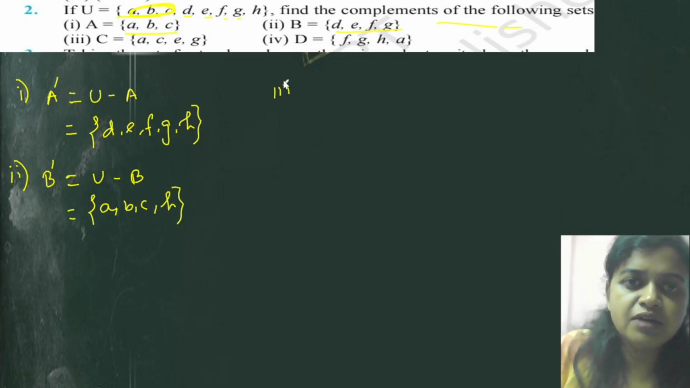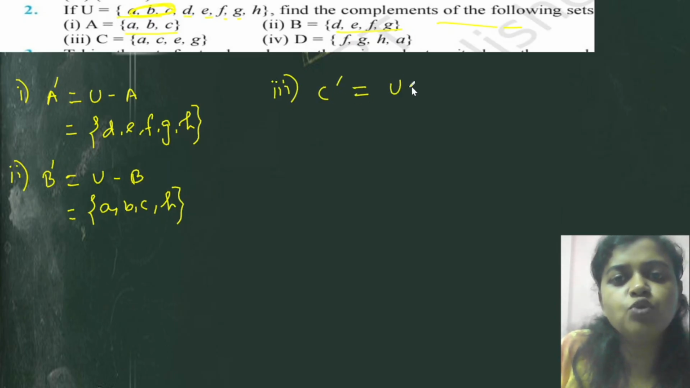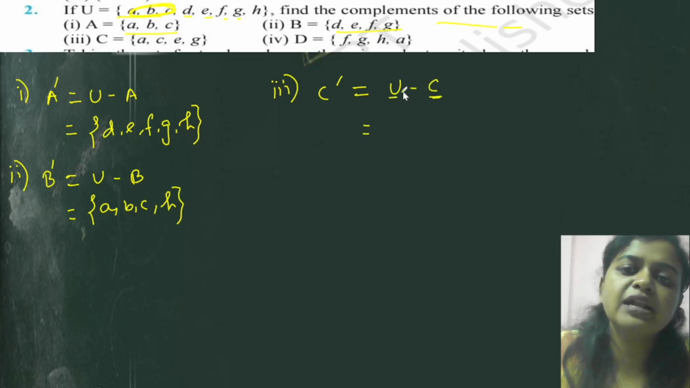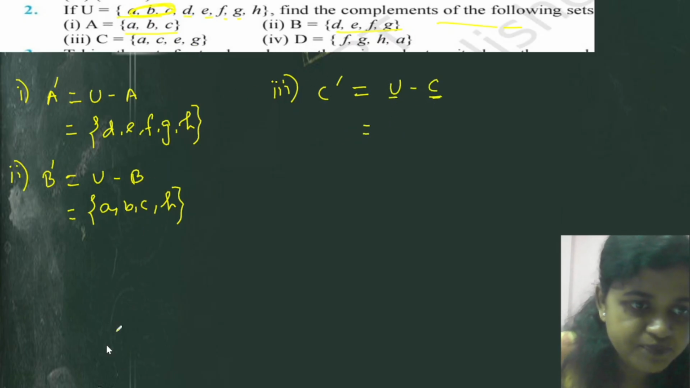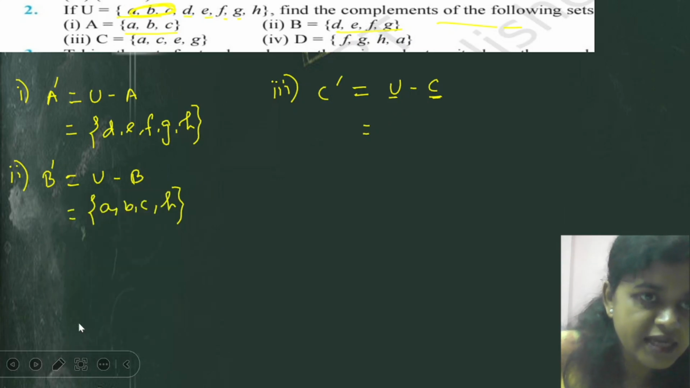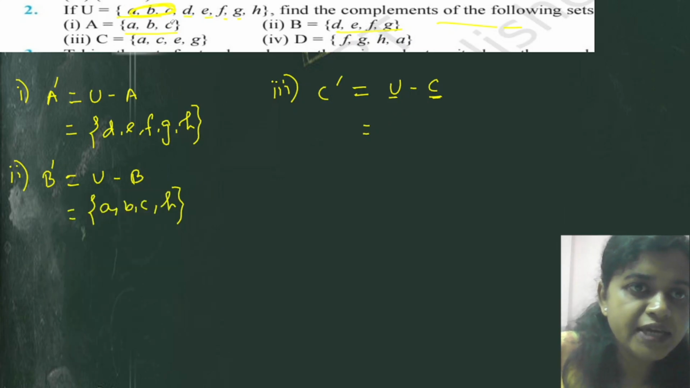Now the third one, C complement. C complement means again U minus C. So we have to subtract the elements of C from the elements of U. The elements of C are A, C, E, G, H. Yes.